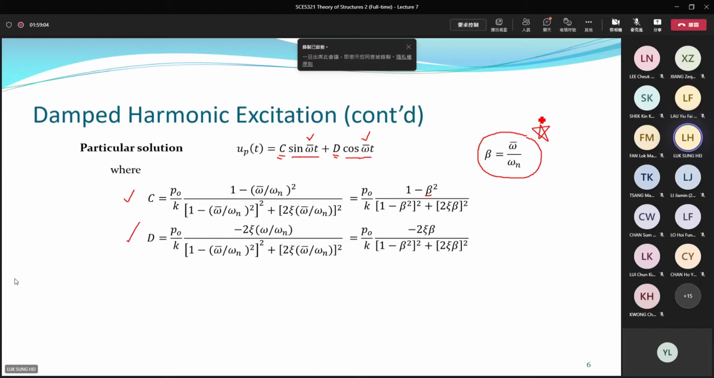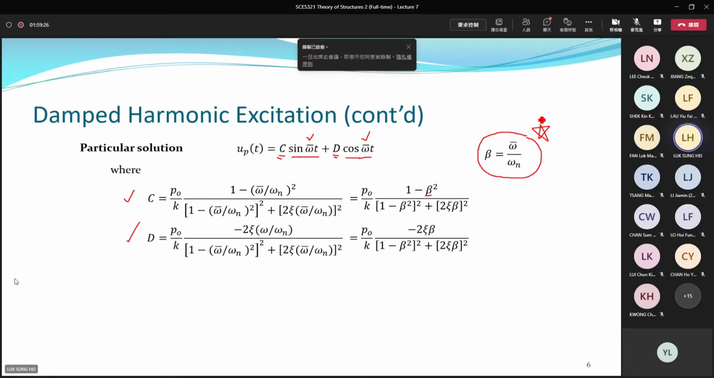Beta is called frequency ratio. The definition is loading frequency divided by the natural frequency of the system, omega bar over omega n. Be careful about the definition. Beta is defined as the loading frequency over natural frequency.